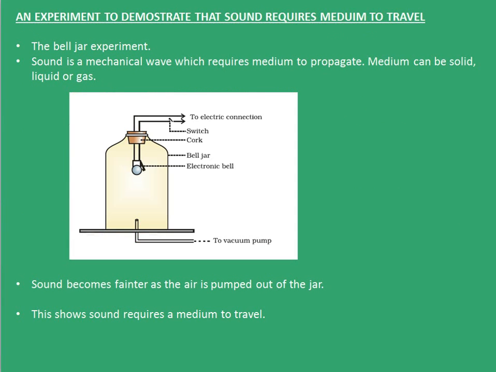Now I said earlier that sound requires a medium to travel. Now we need to demonstrate why this is so. The bell jar experiment shown here is a very simple experiment which shows that sound requires a medium to travel. The experimental setup of this experiment is a bell which is put inside a jar, and this jar is connected to a vacuum pump. The experiment is started by putting the bell into ringing mode.